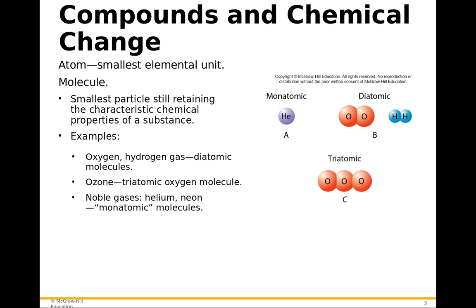If we look at noble gases, which are in group 8 in the periodic chart, we have helium, neon, and other monatomic molecules. And they're monatomic because they don't like to react. And we'll look and see why that is in the next few slides.